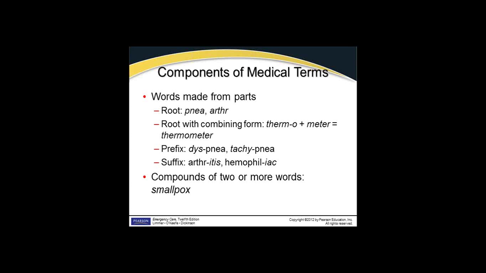Then they'll usually add some sort of a combining form to it. For an example, thermometer: the combining vowel here is the O, therm meaning temperature, meter meaning to measure, and that's how they come up with thermometer. They may have prefixes to them that are, in most cases, more like an adjective.